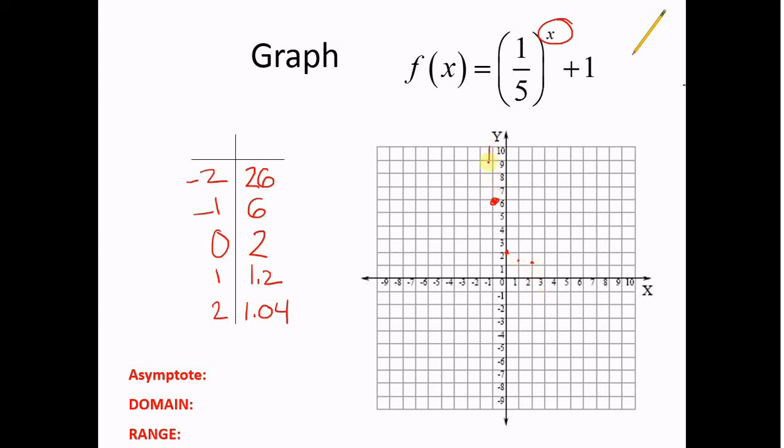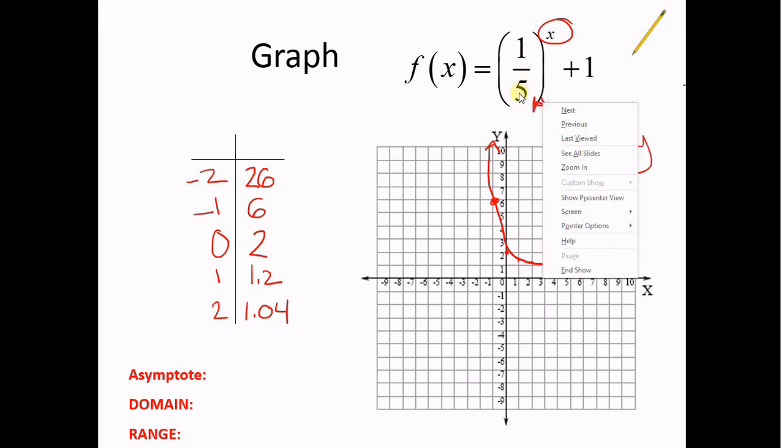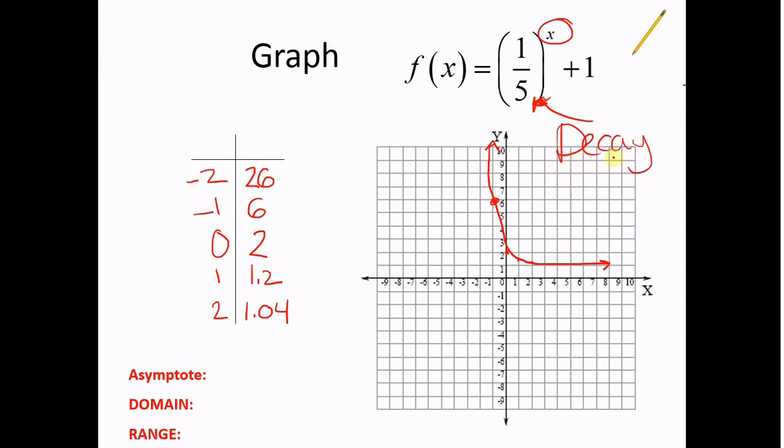So it looks like our graph goes something like that, right? What kind of graph is this? It's going down. It's decay because it's less than 1. Watch out for that. Okay?